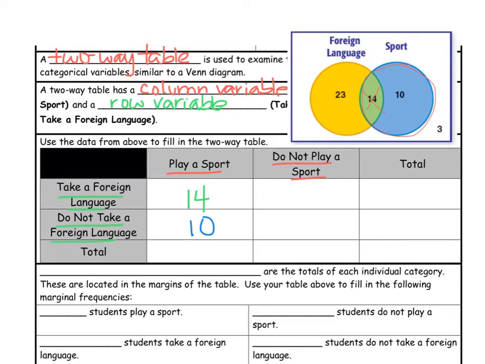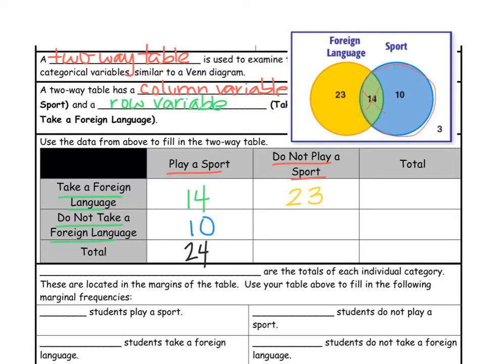So if we total up that column, how many students play a sport? It's a total of 24 students who play a sport. The second column, the variable we're looking at is do not play a sport. So students who do not play a sport and take a foreign language. So this would be the play a sport intersection, and these are the people who take a foreign language but do not play a sport. And so that number is 23.